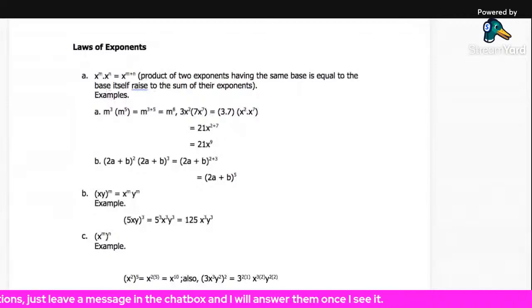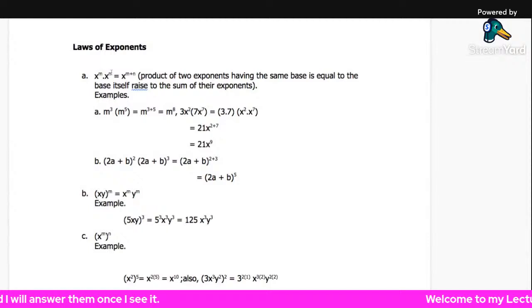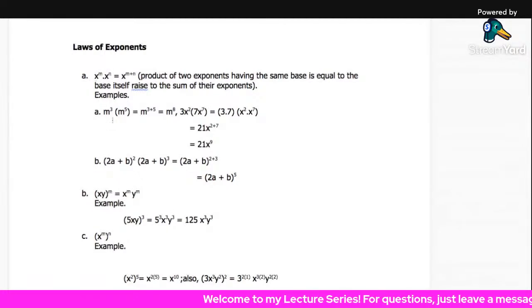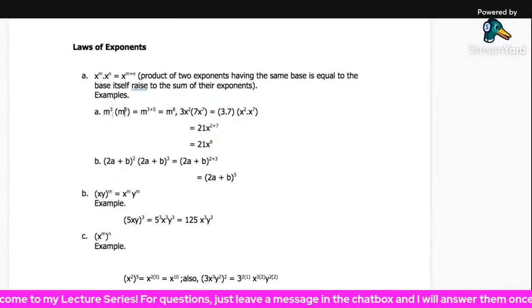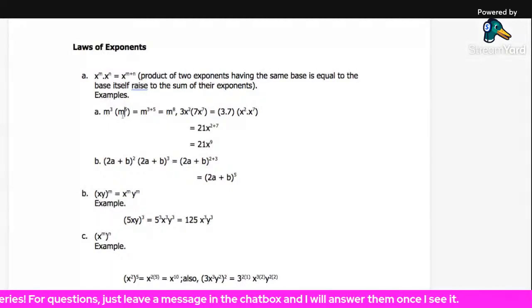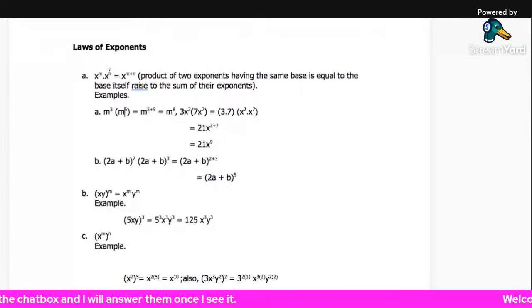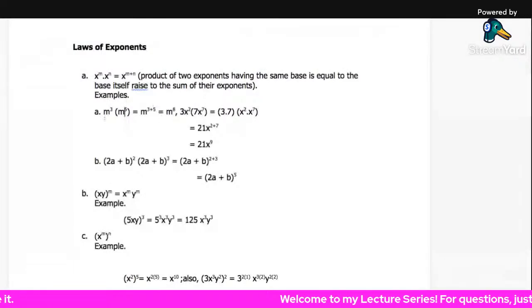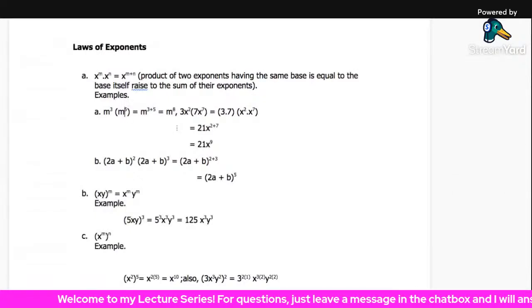Take note that for the first law, for you to be able to get the sum of the exponents, the bases should be the same. Okay, so here m cubed times m to the fifth. If you notice, we have the same base, which is m. So what you're going to do here by applying the first law is you're just going to add the exponents. So this will be m raised to 3 plus 5. So therefore, m cubed times m to the fifth will give you m raised to 8. Right?